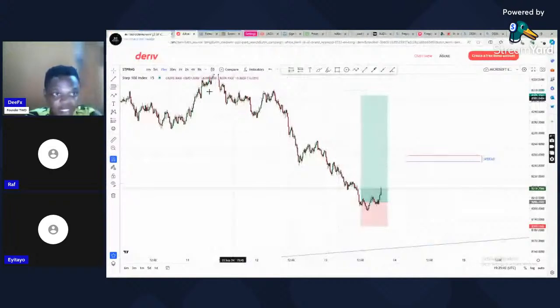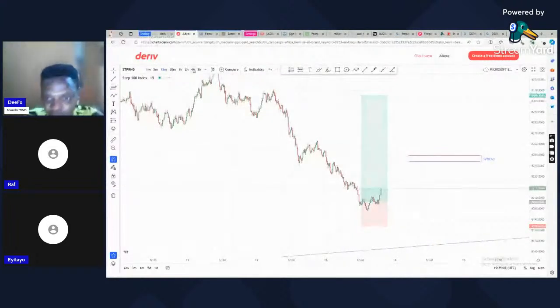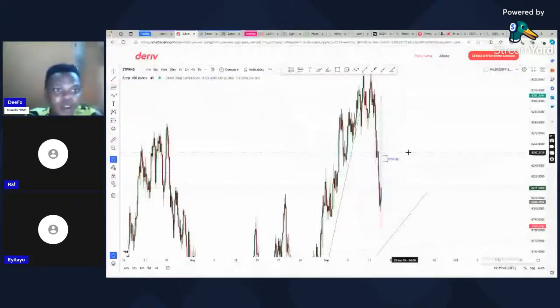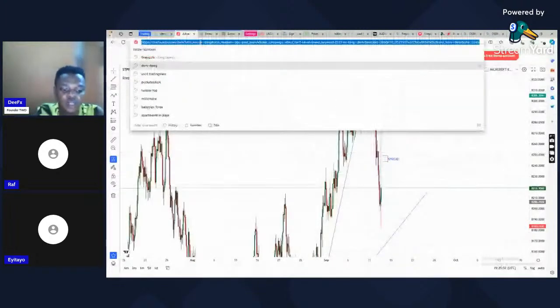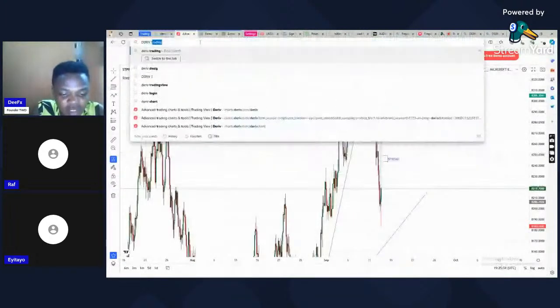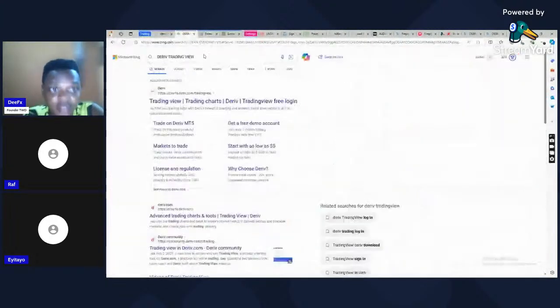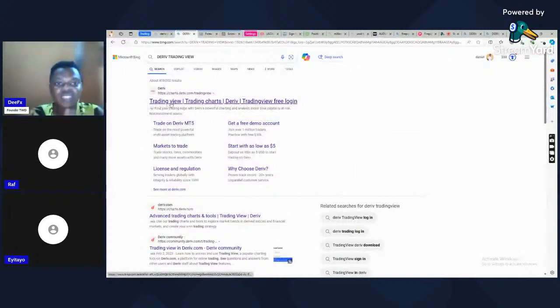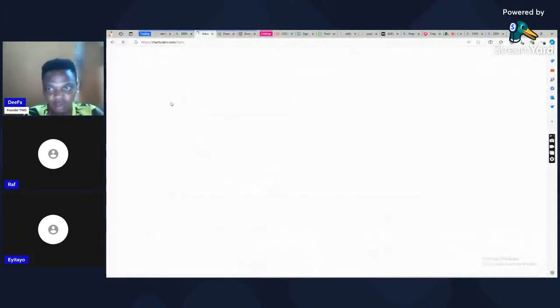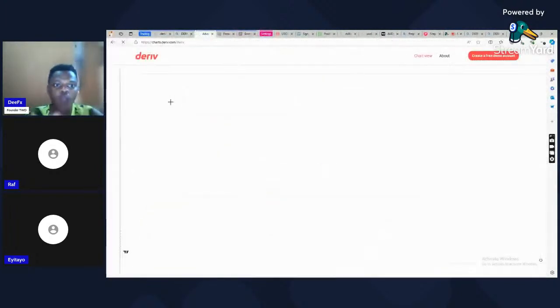So first things first, like I said, I will go to the 4 hours time frame. But what do you want to do first before that? You want to go to Deriv TradingView. That's the first thing you want to go to. When you go to Deriv TradingView on your system or on your phone, you go ahead and click on trading view trading chart.